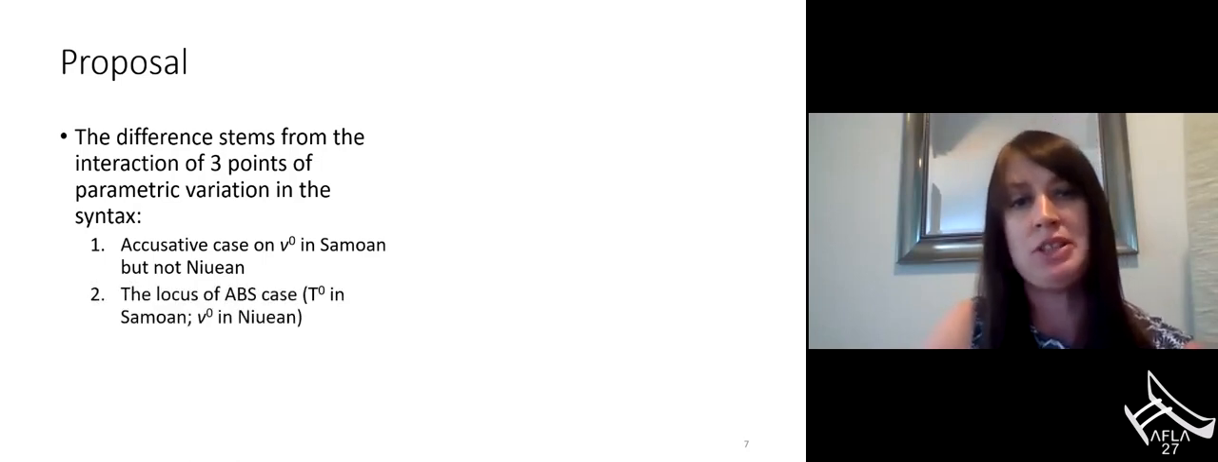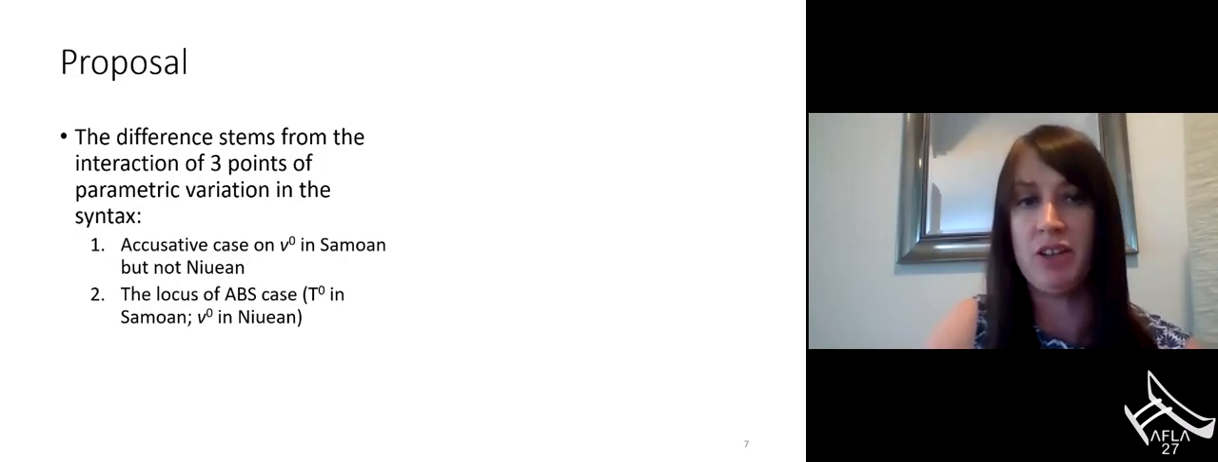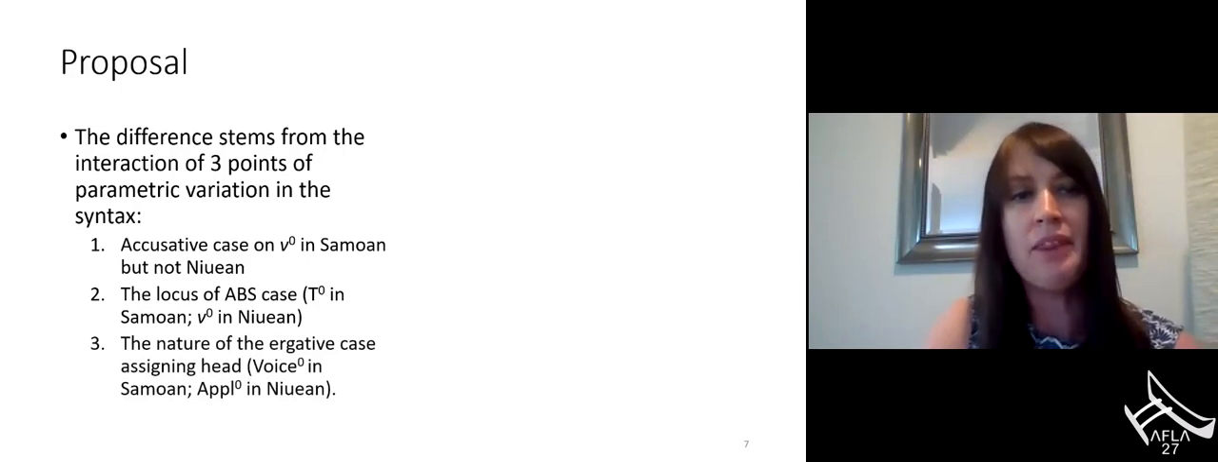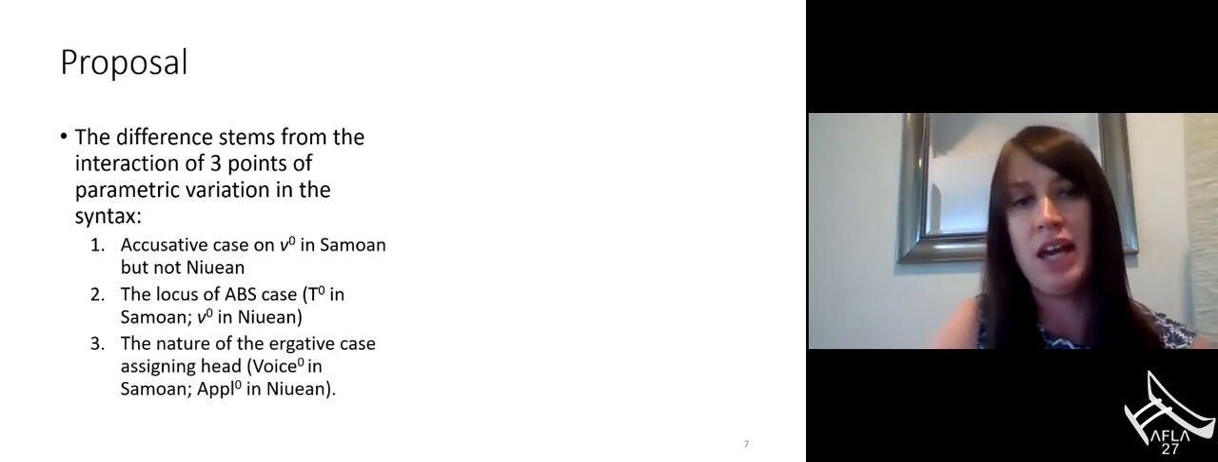Secondly, the locus of absolutive case differs between the two languages, namely it's high, as in it's on T in Samoan, and low, on little v, in Niuean. And thirdly, the nature of the ergative case assigning head is also a point of difference between the two languages. We're going to call it voice in Samoan and applicative in Niuean.